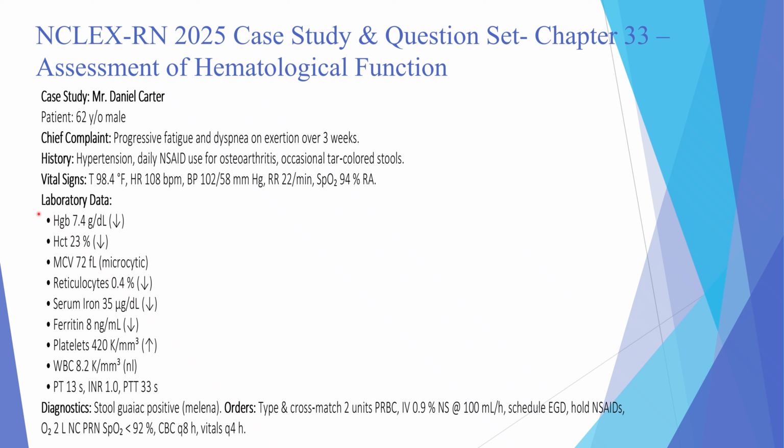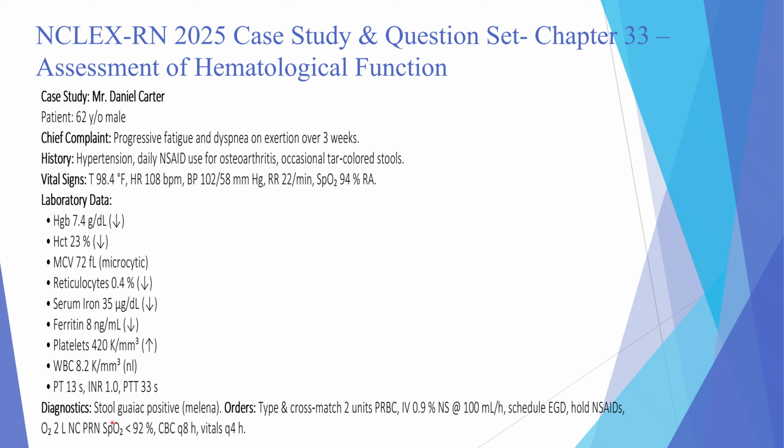Let's see, laboratory data. Hemoglobin 7.4, low. Hematocrit 23%, low. We have microcytic cells, reticulocytes decreased, iron decreased, ferritin low, platelets increased, white blood cells neutral. And then the PT is 13, INR 1, and PTT is 33.